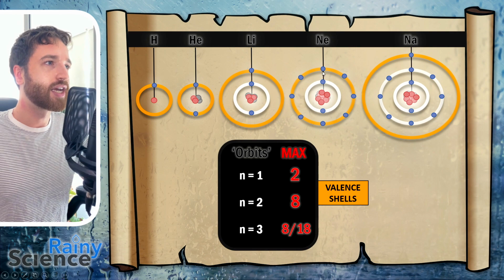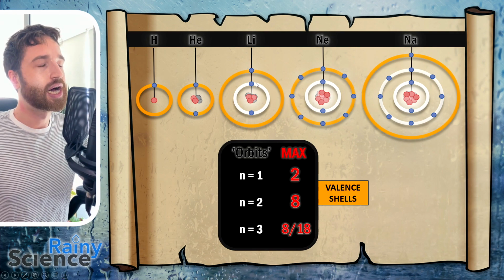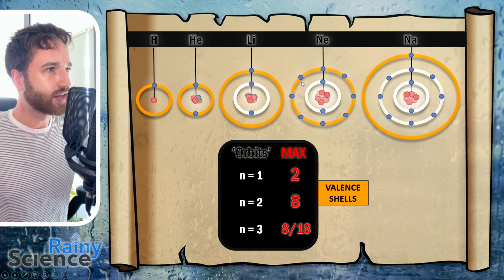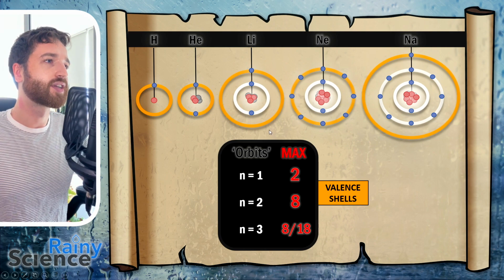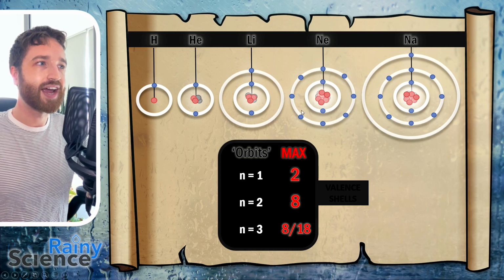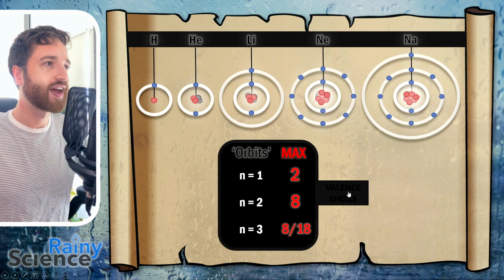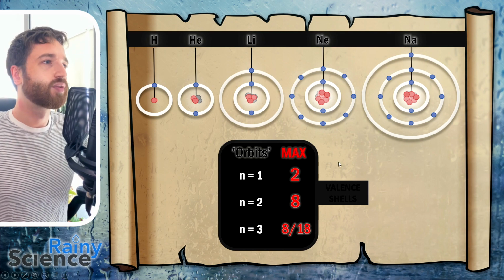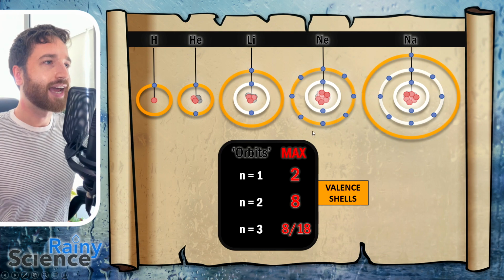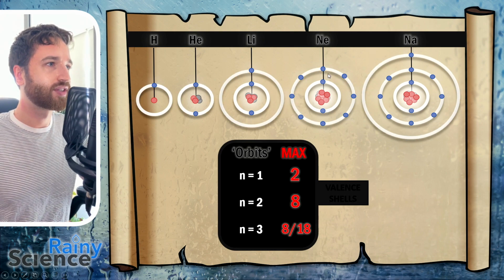Whereas with lithium and neon, the second orbit is the valence orbit, the valence shell, and therefore these are the valence electrons. So if someone asked you how many electrons does neon have in its valence shell, you'd go, okay, well the valence shell is the second one because the third one doesn't have any electrons in it, and it has 8 in there because neon has 10 electrons, so 2 in the first, 8 in the next.